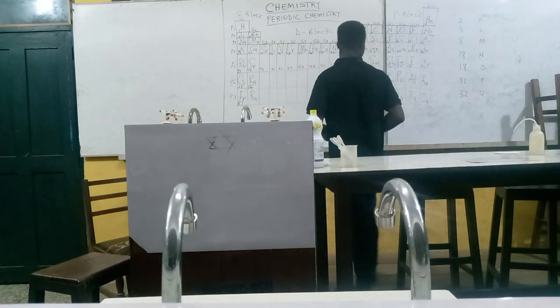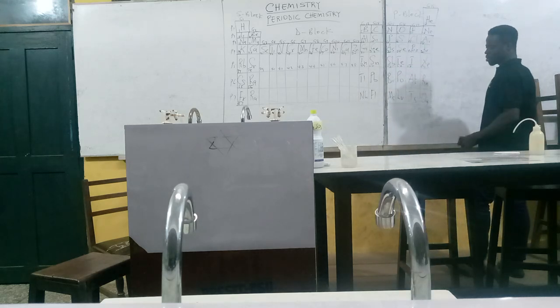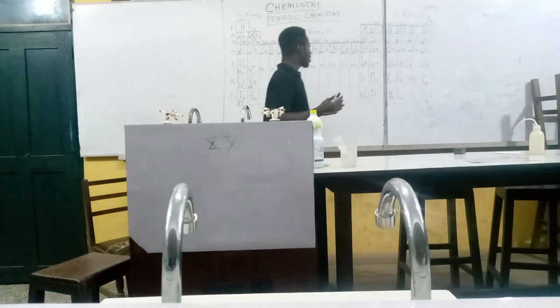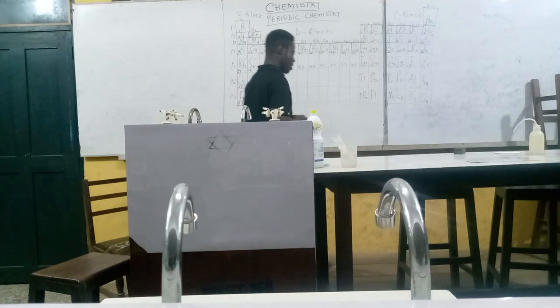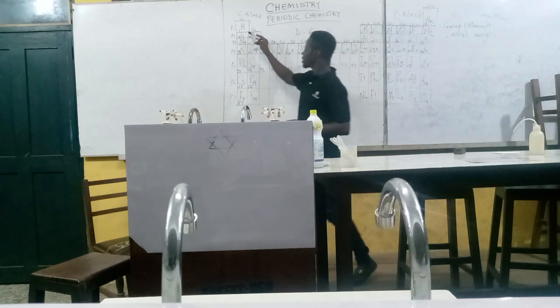After knowing this, there are certain periodic variations that we need to know. Before we move on to the periodic variations, we need to also know some characteristics of some of these elements. In my previous video, we stated clearly that group 1 elements, we call these group 1 elements alkali metals. So all group 1 members are called alkali metals.